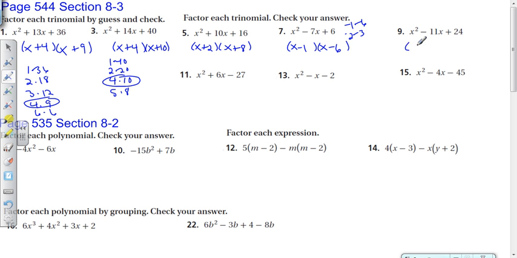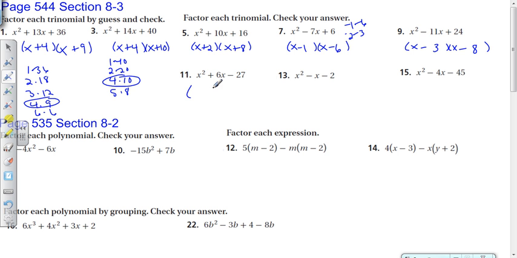Number 9, what can I multiply to get a positive 24 that adds up to a negative 11? I can do 1 times 24, 2 times 12, 3 times 8. So I know it's 3 and 8, but to multiply to be a positive, the signs have to be the same. To add to be a negative, they both have to be negative.